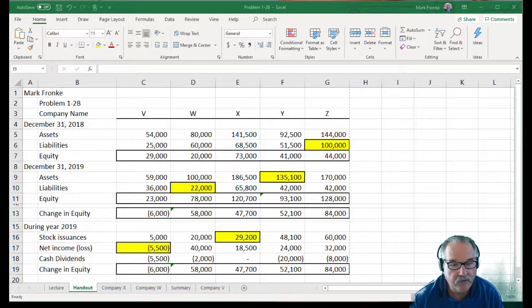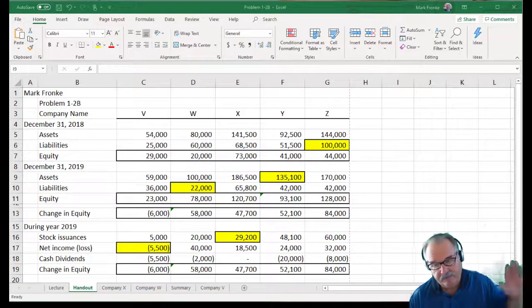Okay, did you get 135,100 as the ending assets in company Y? And did you get 100,000 as the beginning liabilities for company Z? If not, try it again. Make sure you understand how these components work, and then move on to problem 1-2A, which has the same exact concepts but different numbers.